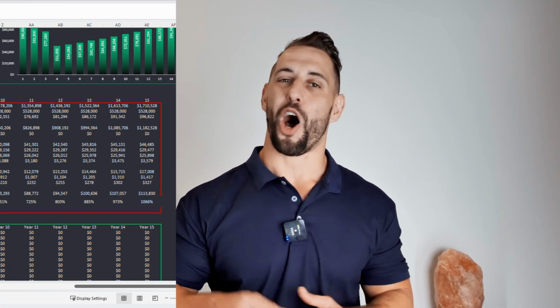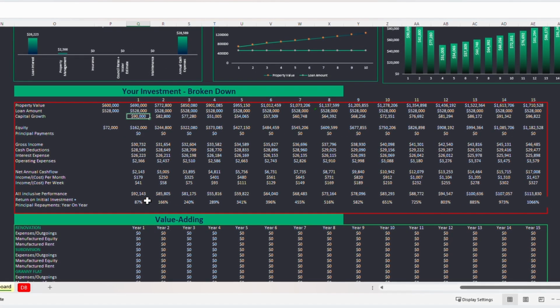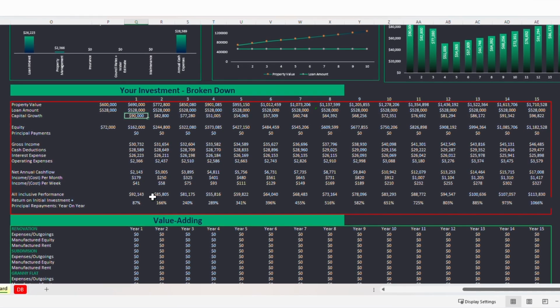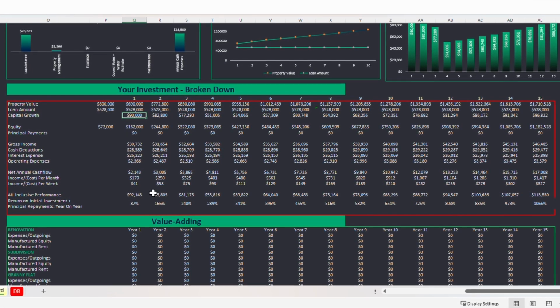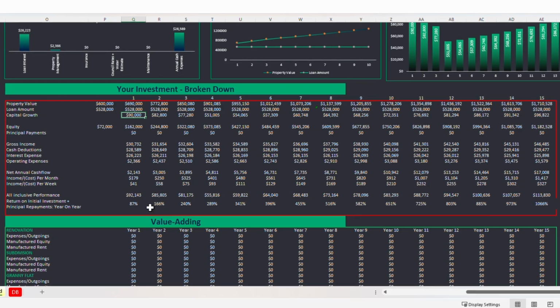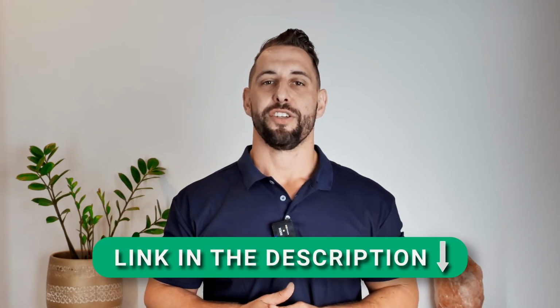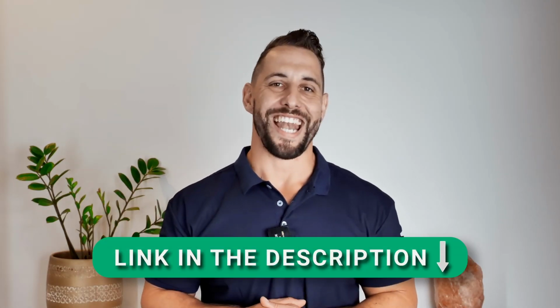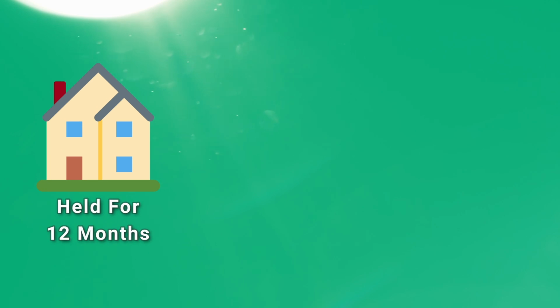Later in this video, I will present to you a tool we use here at Property Navigation to track and compare properties' profitability over year 1 to year 15, which will be available for you to download so you can level up your property analysis skill set. For now, let's just take a look at a simple example of how to apply the ROI formula for a property held for 12 months.